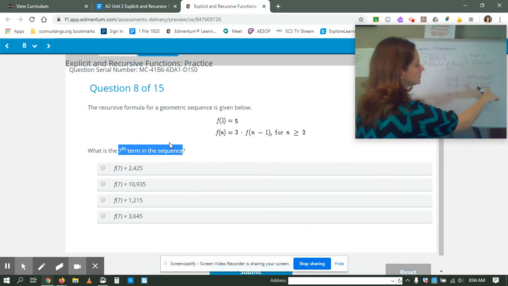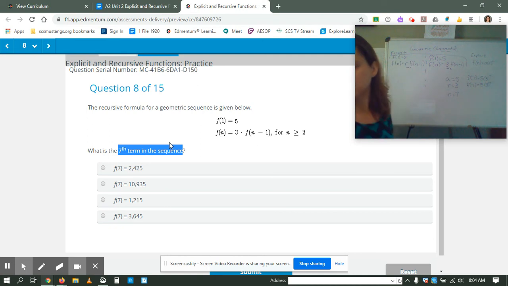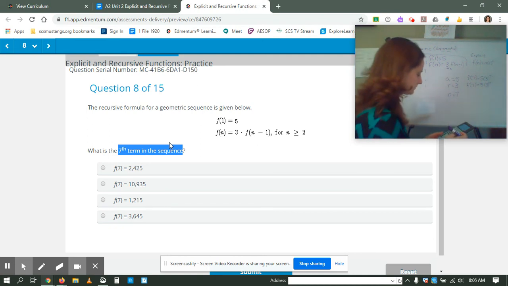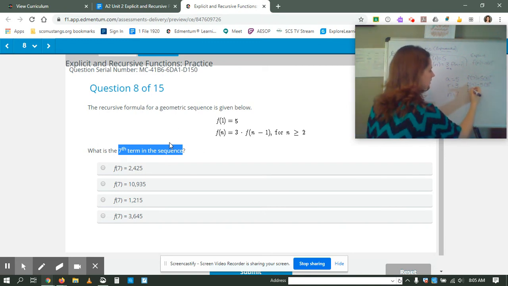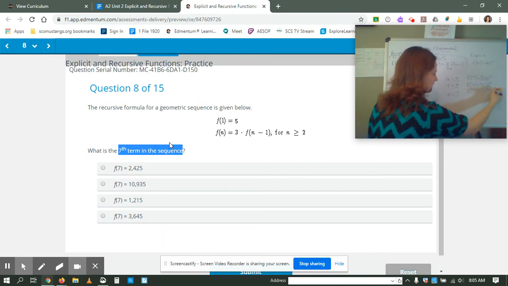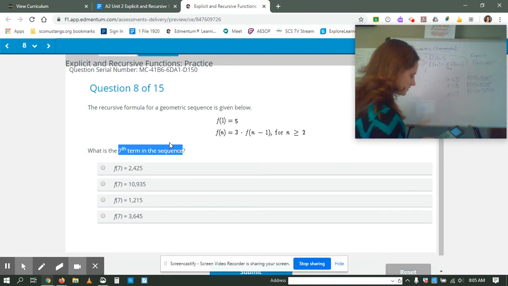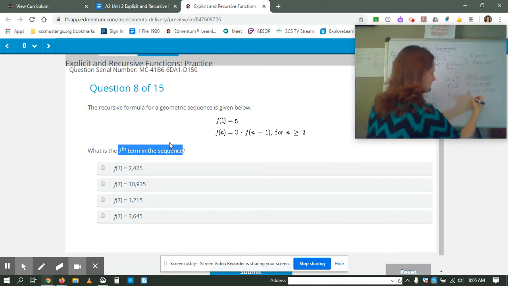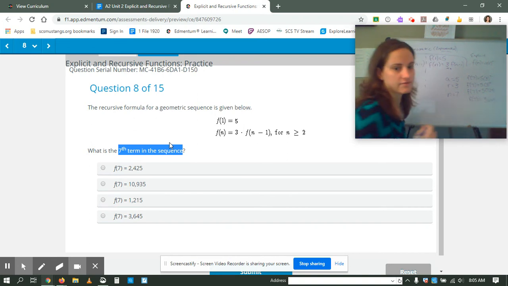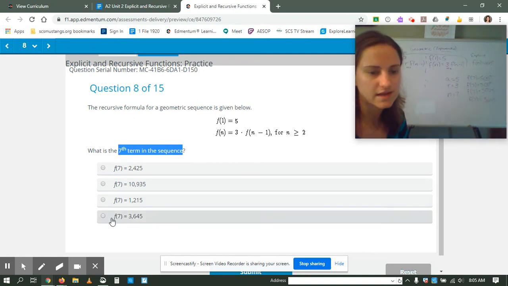So if you do 3 to the 6th in your calculator, you're going to get 729. So I've got f of 7 is equal to 5 times 729. And then I'm going to multiply that by 5. So f of 7, the 7th term in that sequence, is going to be 3,645. So that's going to be that last answer there.